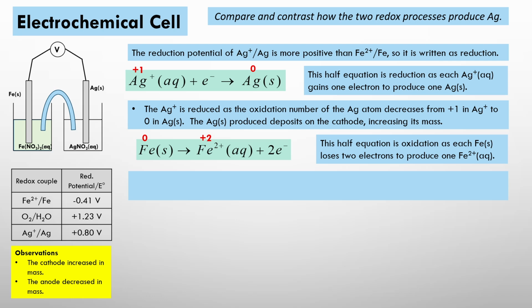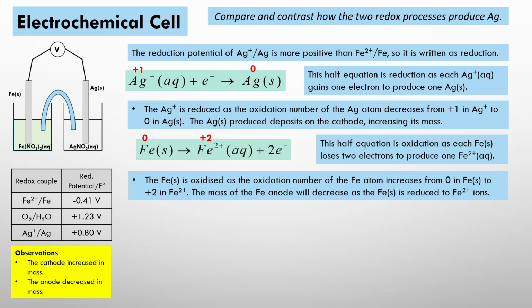Now, if we look at the oxidation number of the iron atom in both iron solid and Fe2+, we can see it is increasing, therefore it's oxidation. So we can say the Fe solid, the reactant here, is oxidized because the oxidation number of the iron atom is changing from 0 in Fe solid to +2 in Fe2+.